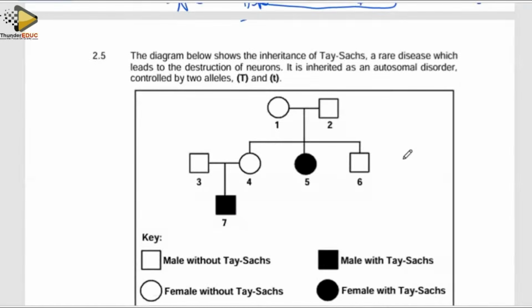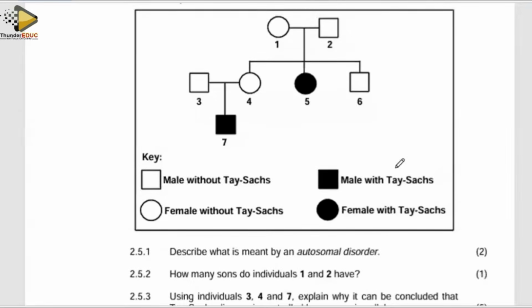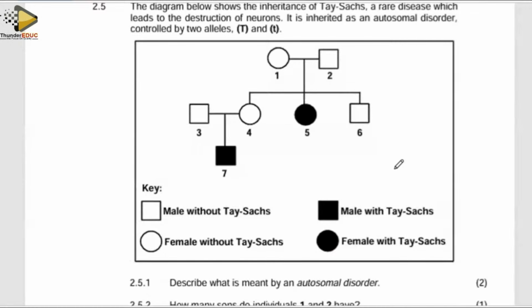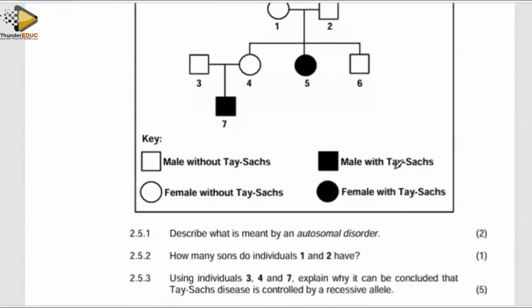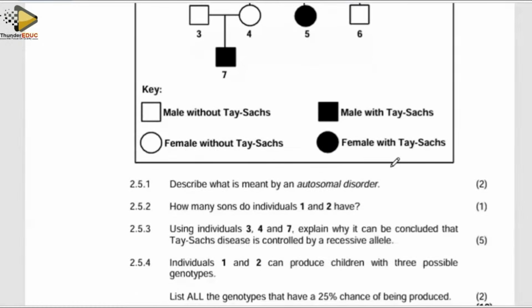The question is saying that the diagram below shows the inheritance of TAR, a rare disease which leads to the destruction of a neuron. It is inherited as an autosomal disorder controlled by the allele TA. Okay, sharp. Describe what is meant by autosomal disorder. It's a disorder which is controlled by an allele located on an autosomal chromosome.